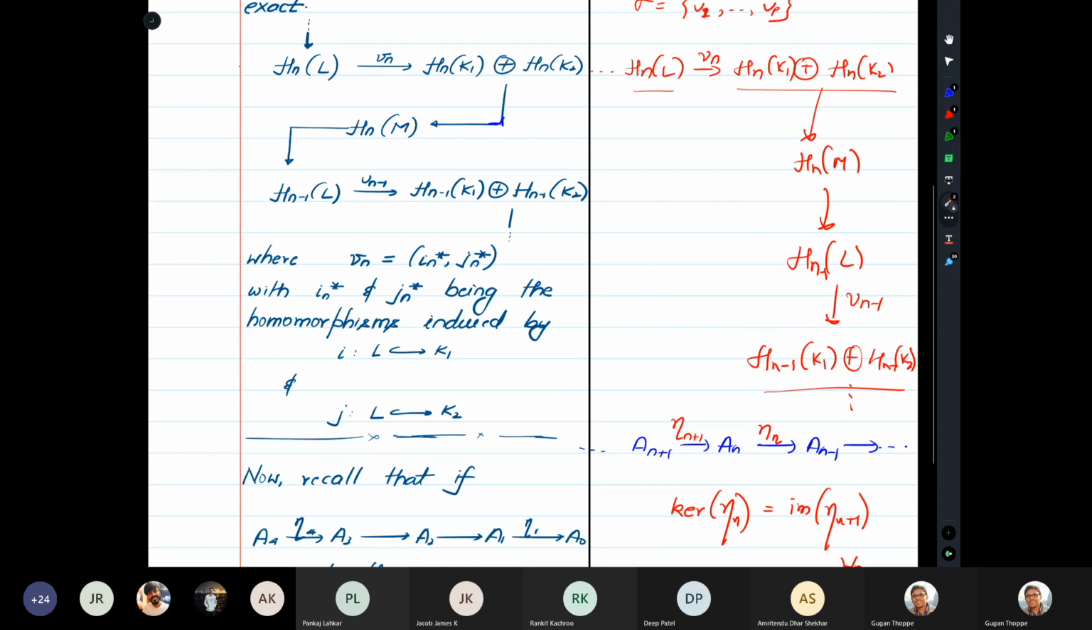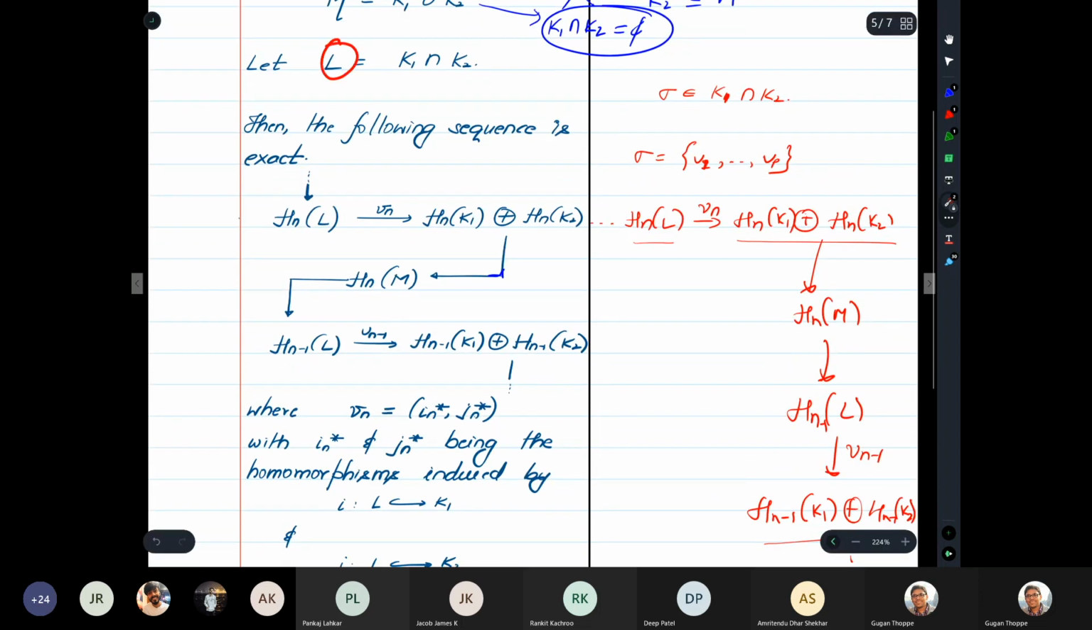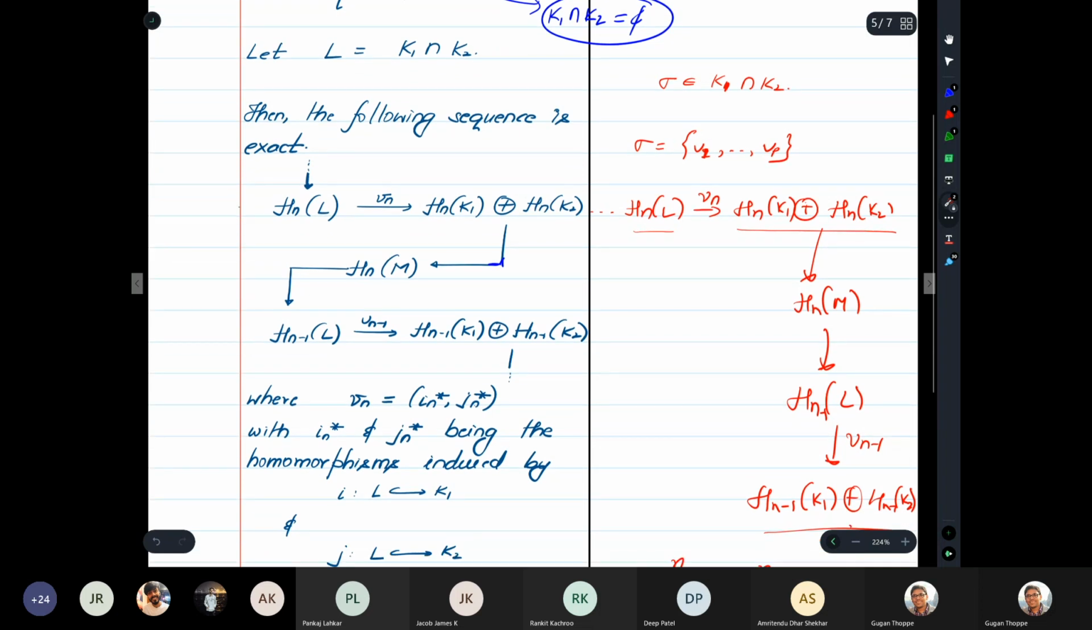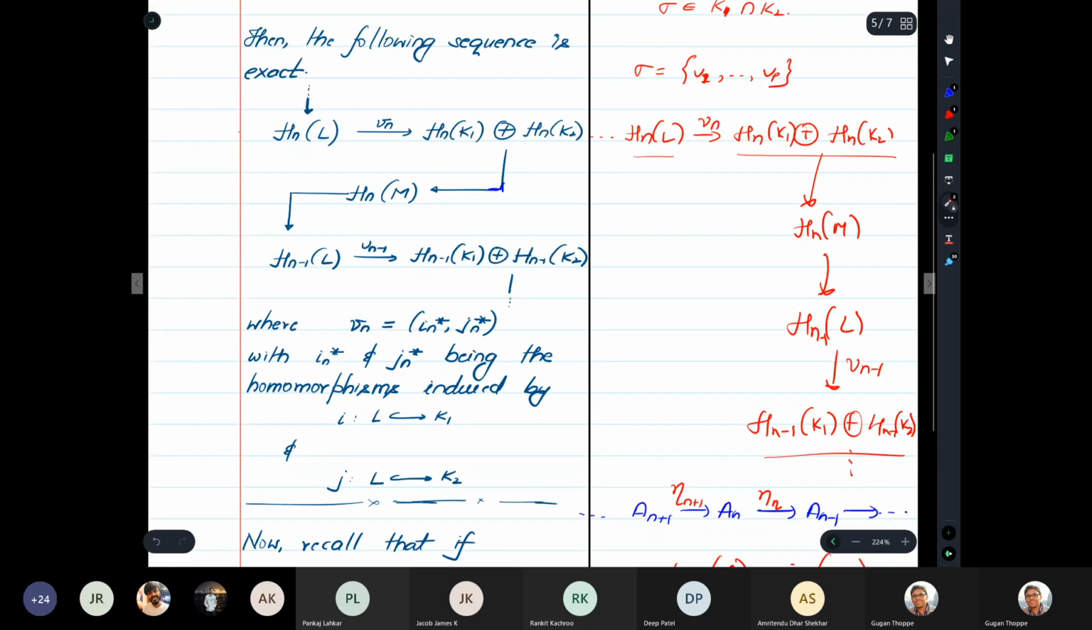I hope you agree. So recall what L is. L is K1 intersection K2, right? So L is a simplicial complex and K1 is a simplicial complex. And I can talk about an inclusion map that goes from L to K1, right? So let's understand what is happening over here. So L is a subset of K1.